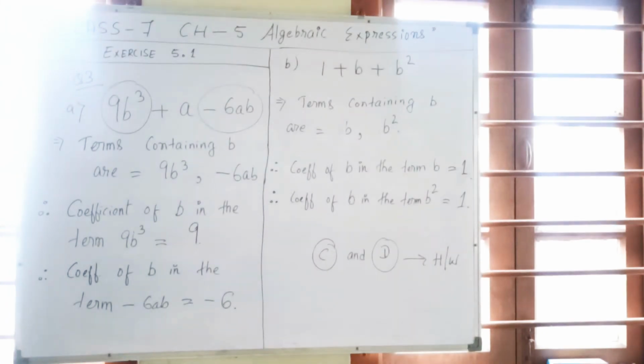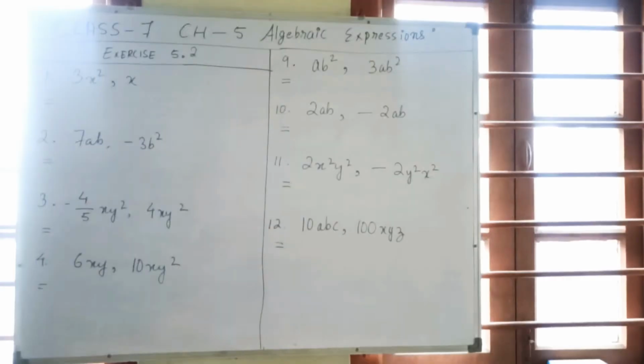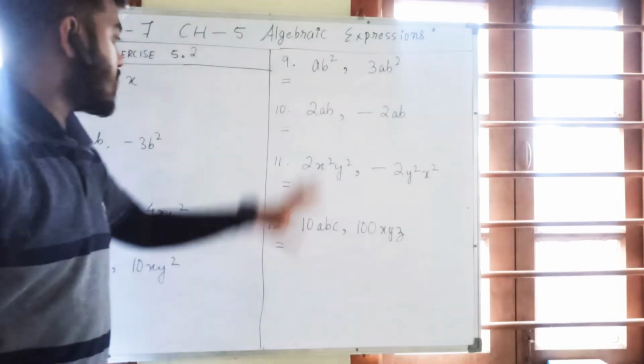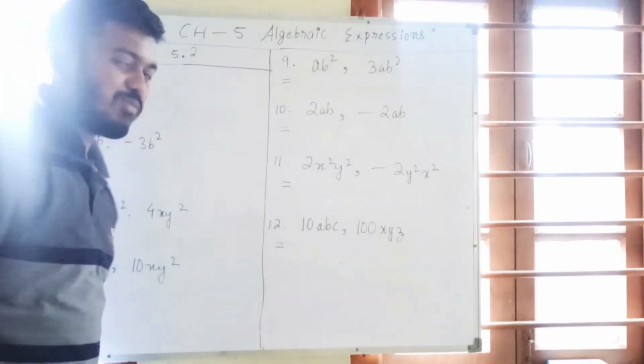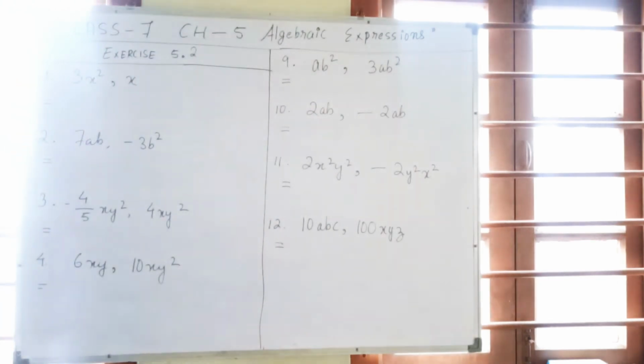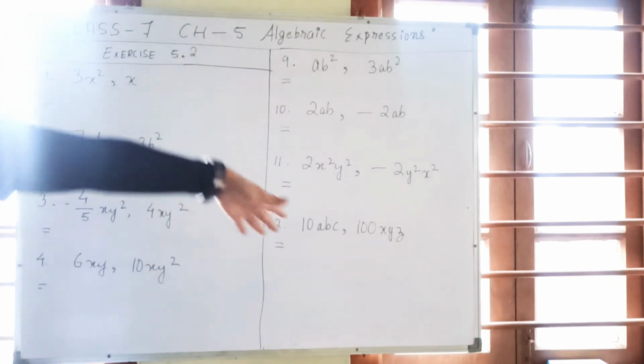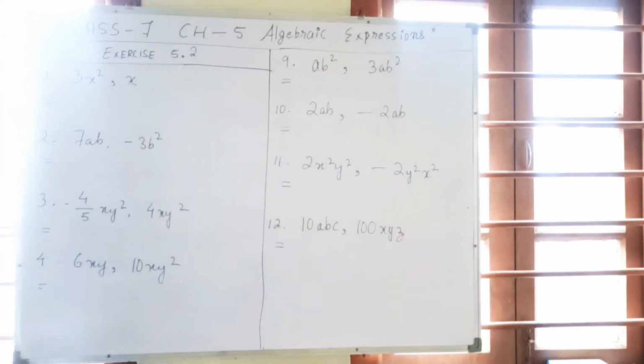Now let us switch to the next exercise, 5.2. Okay, class. I have written exercise 5.2. I have written a few questions on the board, almost a maximum of 12 questions. The question says you have to classify the following pairs of algebraic expressions or terms into like terms and unlike terms. Now what do you mean by like and unlike terms?